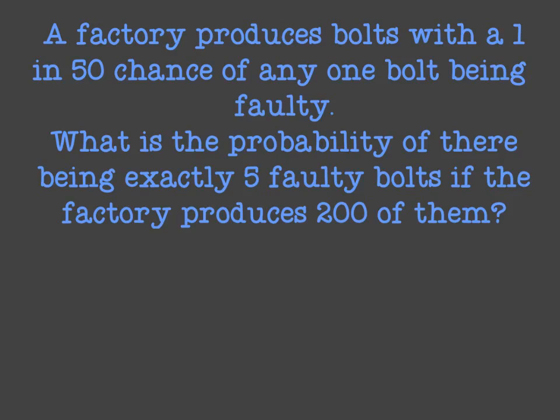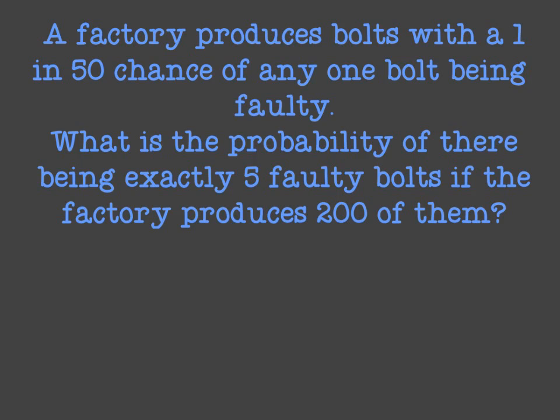In this video, we'll be seeing how to use the binomial distribution. Now, we're told that a factory produces bolts with a 1 in 50 chance of any one bolt being faulty. And we're then asked, what is the probability of there being exactly 5 faulty bolts if the factory produces 200 of them? Well, in this case, we can definitely use the binomial distribution.